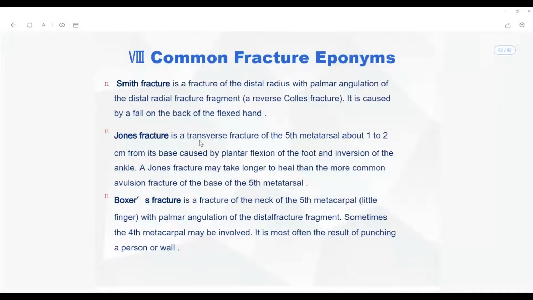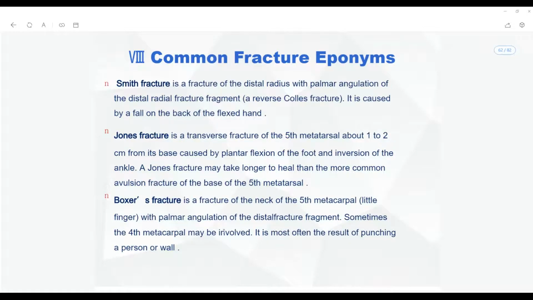Then there is another fracture known as the Smith's fracture. Smith's fracture is also called a distal radius fracture with palmar angulation. So that is the Colles fracture and the Smith's fracture. Look at the image I sent you. The Smith's fracture is also known as the reverse Colles fracture. It is caused by a fall on the back of the flexed hand. So where the Colles is the extended hand, this one is a flexed hand.